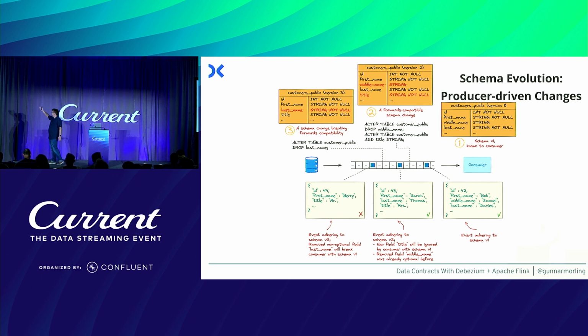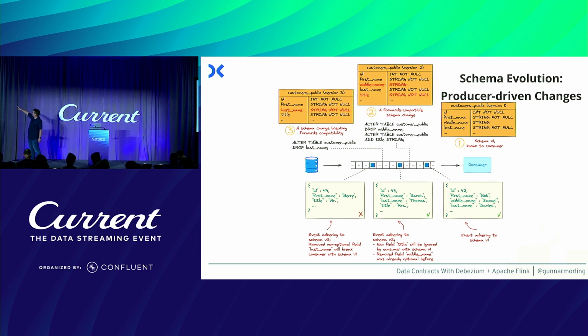So let's say we have this message on the right-hand side, with first name, middle name, last name. That's the first version of our schema. So we send out those events, our consumers process them just nicely. And then we want to do a change. So we want to drop that middle name column.